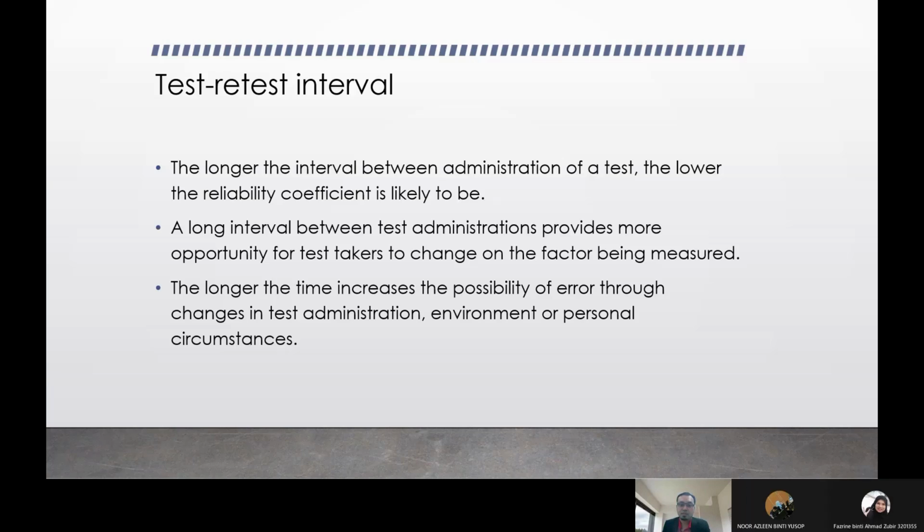So a long interval between test administrations provides more opportunity for test takers to change on the factor being measured. Nanti akan ada faktor-faktor lain pula yang akan mempengaruhi kita punya study population. So the longer time increases the possibility of error through changes in test administration, environment or personal circumstances. So benda ni memang boleh expect lah. If we take too long sangat, dah jadi exhaustive dah kita punya study participant pun, benda ni for sure, certainly dia akan mempengaruhi. Dia akan introduce a lot of bias throughout our study punya finding.